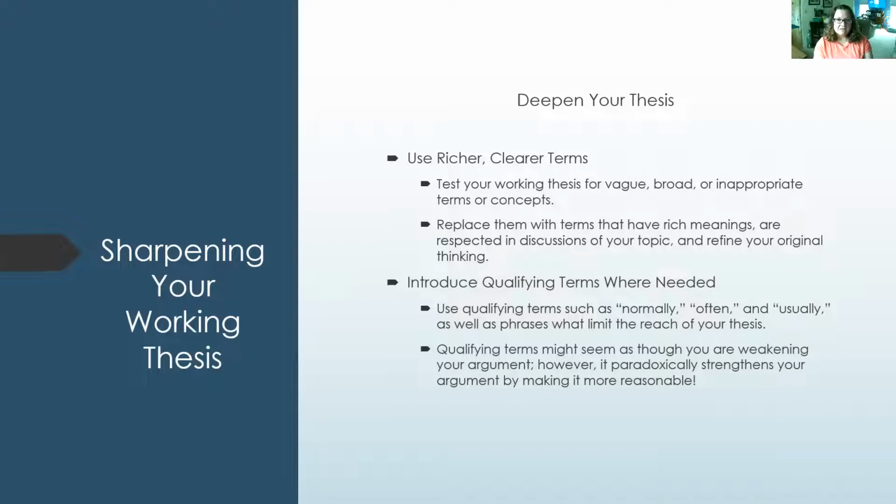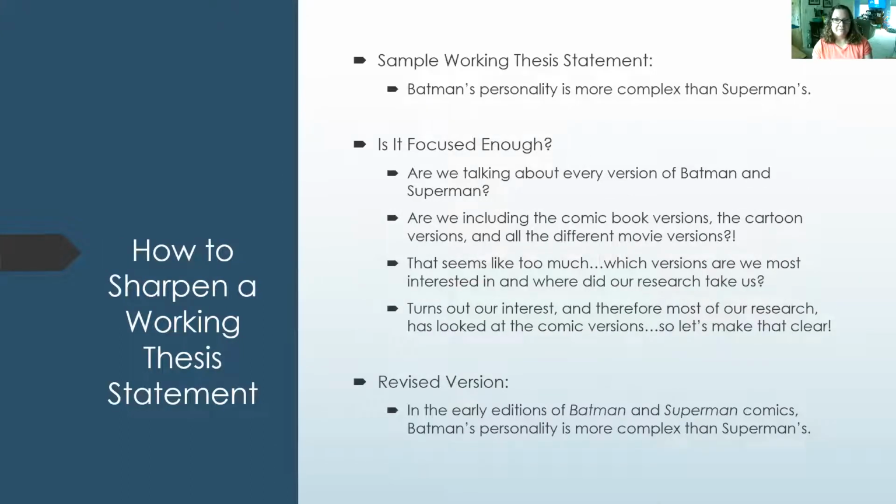The first thing that you need to work on, though, is making sure that it's clear and focused and specific, and not vague and not broad. So we're going to take a look at how you can accomplish that. We have a sample working thesis statement here. It says, Batman's personality is more complex than Superman's. So this is what we started off with.